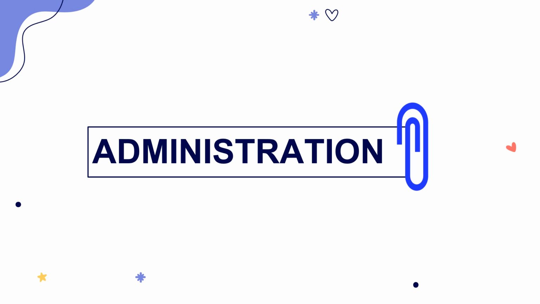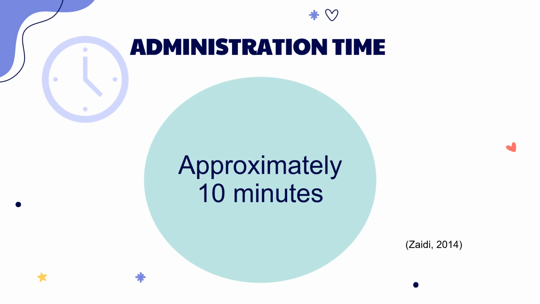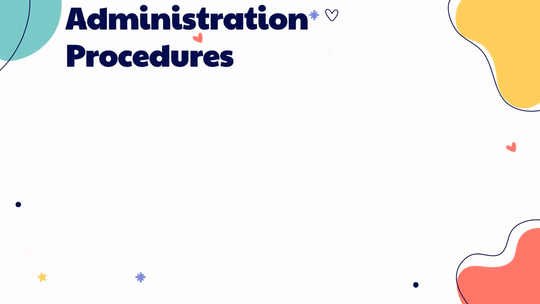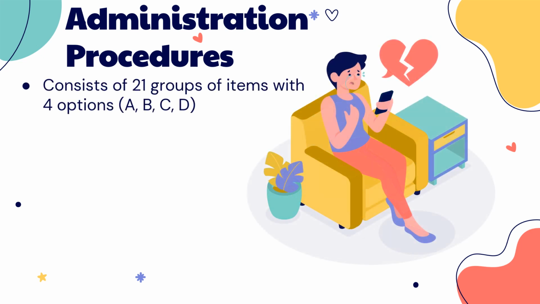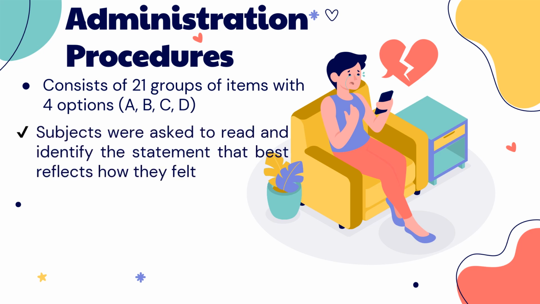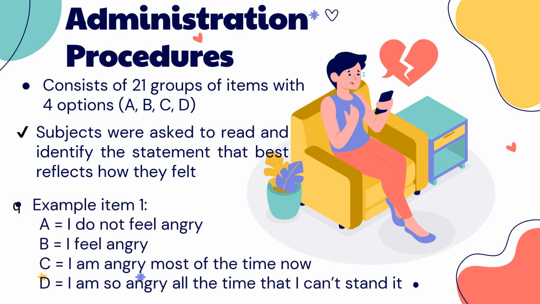Administration. Administration time: approximately 10 minutes. Administration procedures consist of 21 groups of items with 4 options: A, B, C, D. Subjects were asked to read and identify the statement that best reflects how they felt. Example item 1, A. I do not feel angry. B. I feel angry. C. I am angry most of the time now. D. I am so angry all the time that I can't stand it.